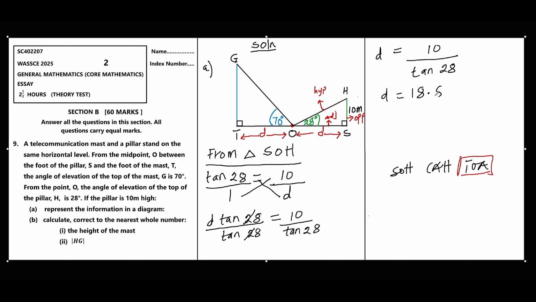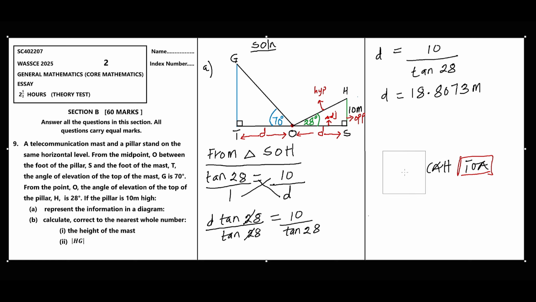18.8073. That is to 4 decimal places. So D is length, so in meters. But remember, we are not looking for D. We are looking for the height of the mast, which is line GT.